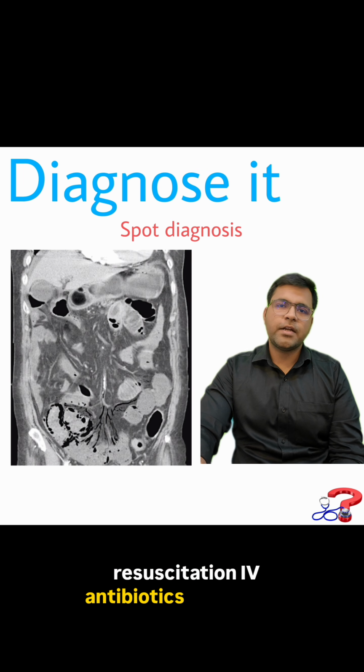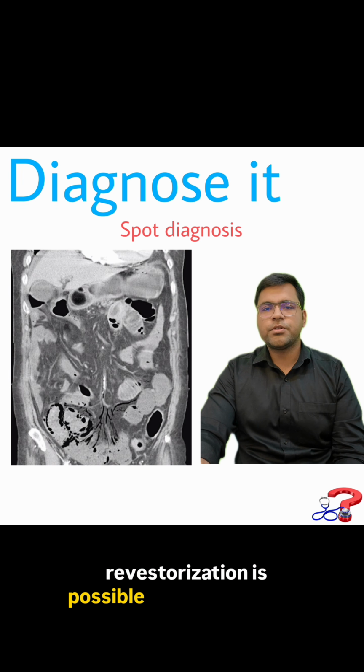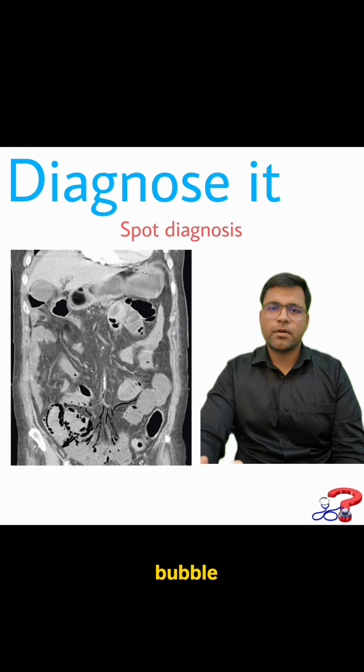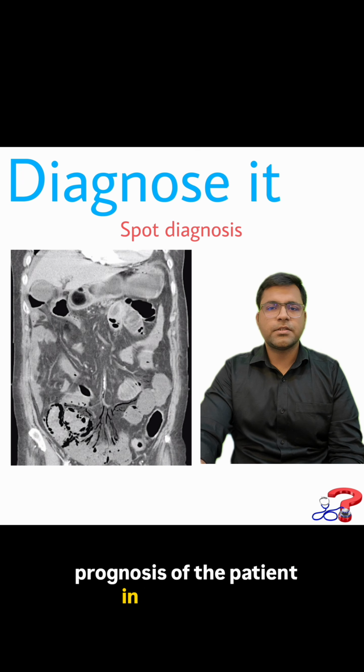after resuscitation and IV antibiotics, we need to immediately explore the patient, and if revascularization is possible, do that. And we need to resect all the necrotic part of the bowel. So this is the management, and despite that, the prognosis of the patient in mesenteric ischemia is very poor.